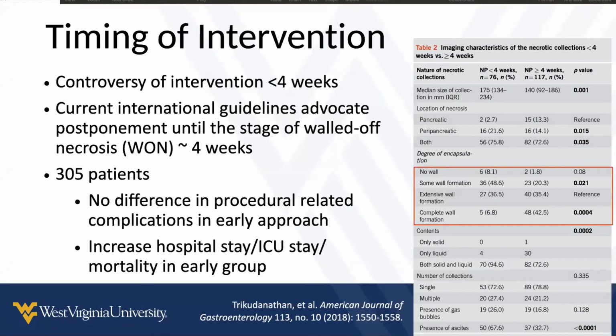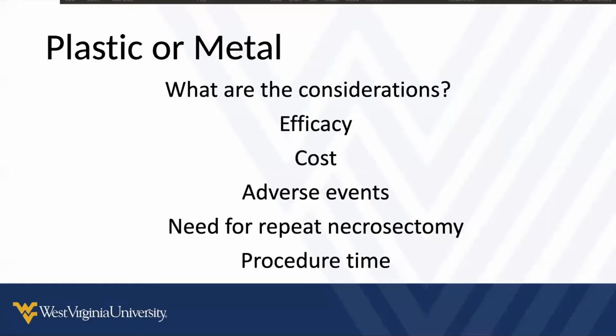In essence, I think this needs to really be taken on a case-by-case basis. If there's evidence of a wall or a partial wall, and in a multidisciplinary approach, the discussion looks like it's best to approach these patients. That timing is more of a secondary issue, and whether the presence or absence of a wall is more of the primary issue. And so what about plastic versus metal?